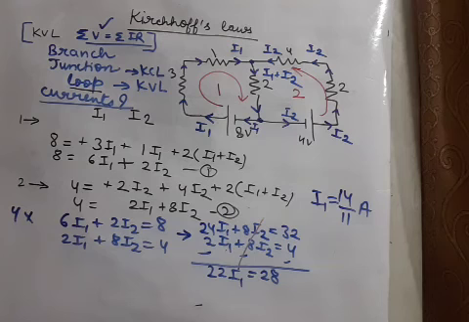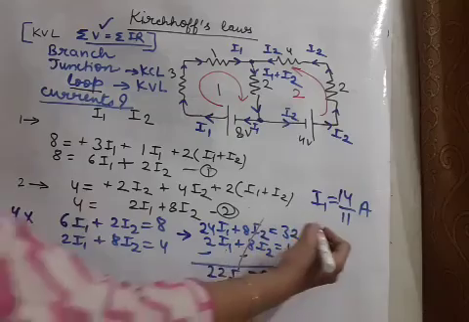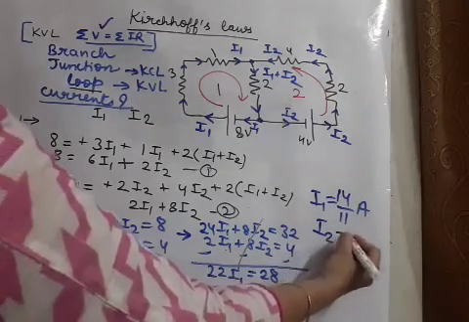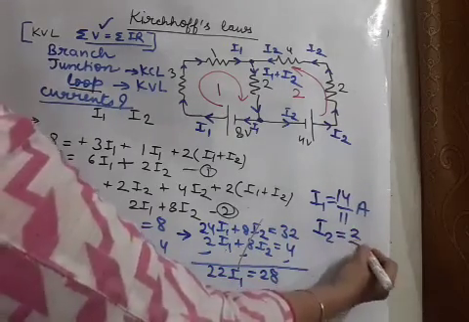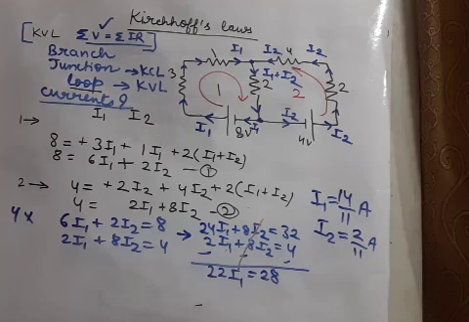So I1 is obtained. In the same manner, by substituting I1 in either of the equations, we can get I2. The I2 answer you will obtain is 2 by 11 ampere. Just check these answers. This way we solve the circuit for the required currents.